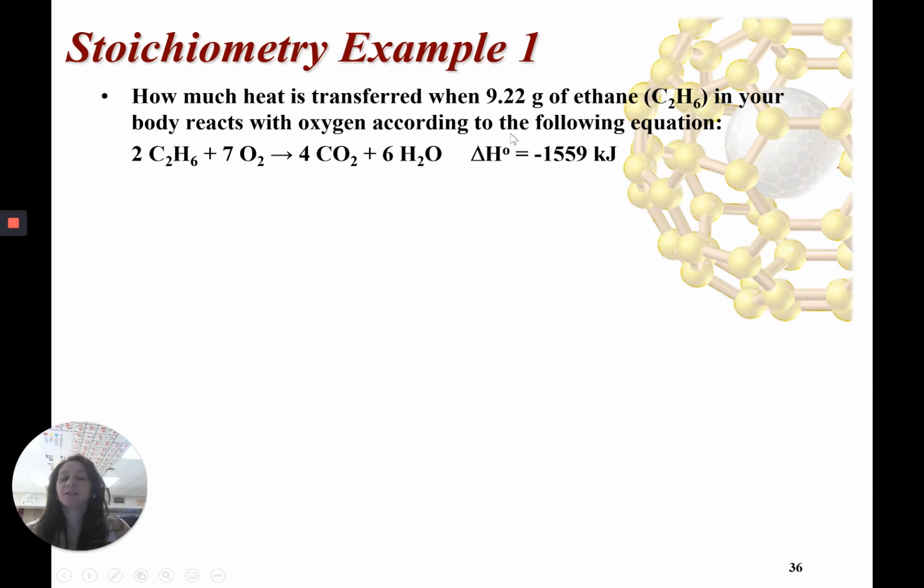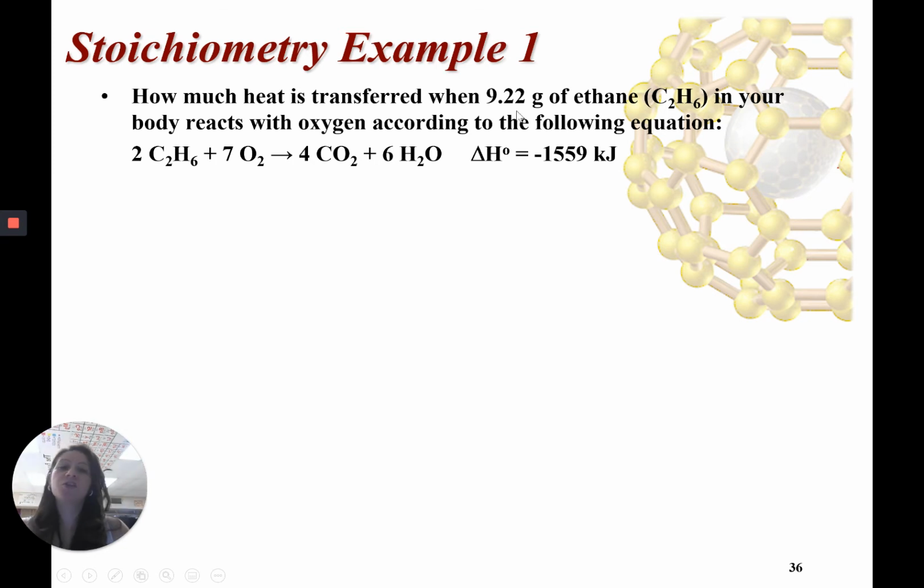Well, in terms of ethane, this is how much heat is released when you use 2 moles. We don't want to know it for 2 moles. We want to know it for 9.22 grams. So usually they'll give you the delta H for a different amount than they're asking. Or they'll give you heat for the reaction as written, and also heat for a certain amount, and ask you what is that amount that would give that heat. So let's try to work on this together.